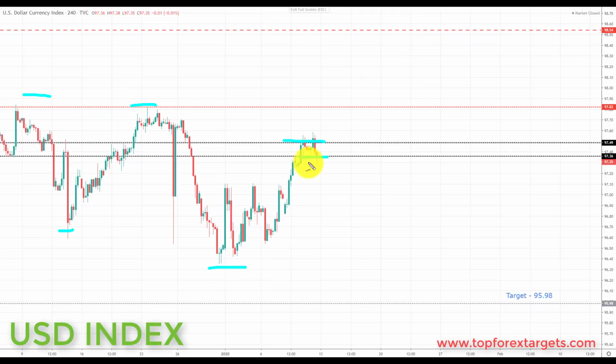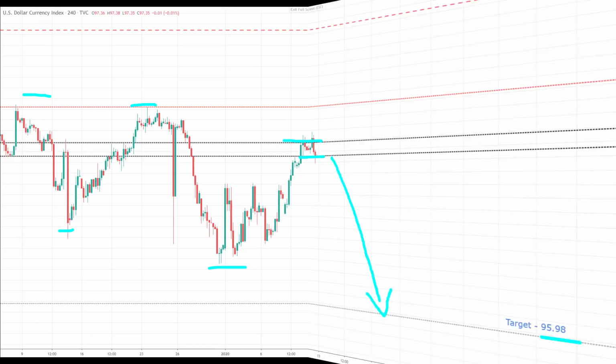So if we can get the right kind of bearish formations and patterns in this area, we're going to be looking for further declines down towards the next key area of support to the downside of the target set at the 95.98. So as things stand, we are going into next week with a bearish bias on the dollar index, and we would favour dollar weakness as the higher probability play in the dollar pairs next week.